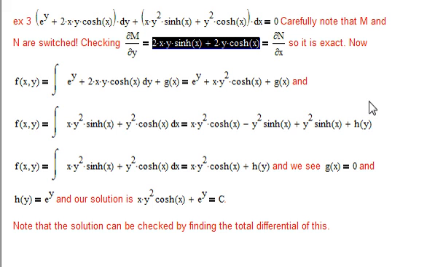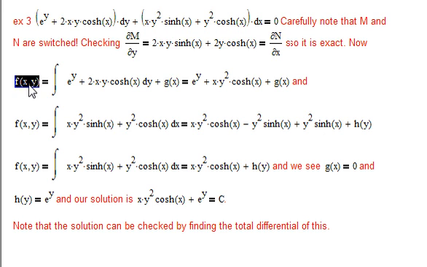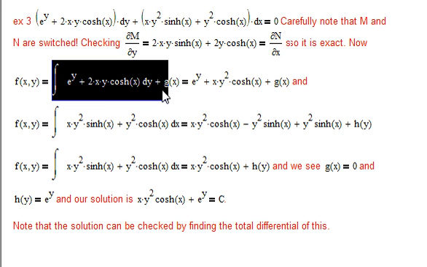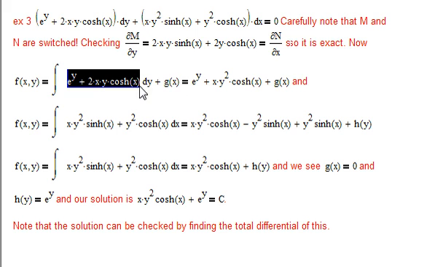Good. Okay, now that we know that we have an exact equation, now we want to solve the darn thing. So, integrating this one with respect to y, I guess I'm doing a little opposite order from usual. Integrating e to the y is e to the y. Integrating this with respect to y, well, that's just a constant, and the 2's will cancel because we get y squared over 2. So xy squared cosh of x plus some function g of x that we do not know.